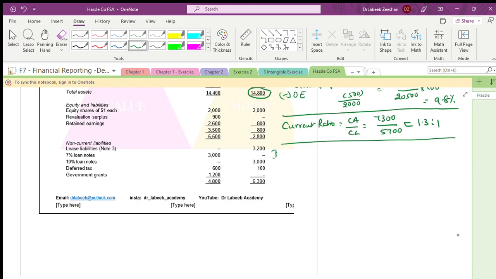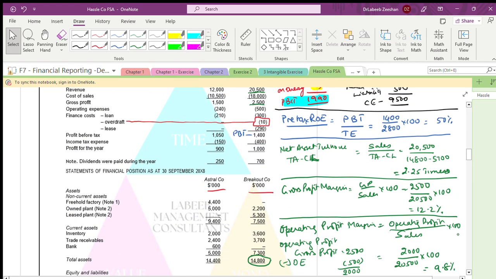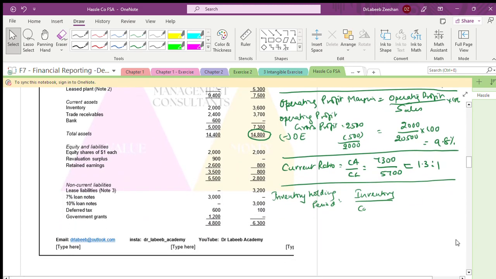We are talking about the inventory. Inventory holding period is closing inventory only, there is only one inventory, divided by cost of sales. Cost of sales is 18,000. Inventory is 3,600 divided by 18,000. This is in the period.